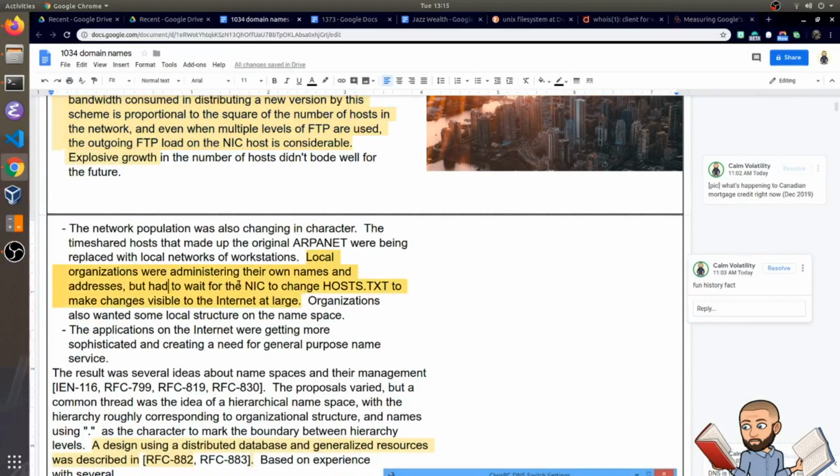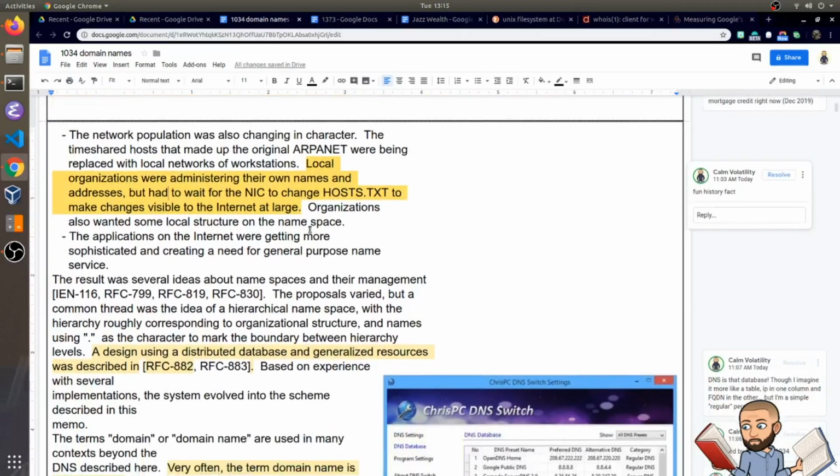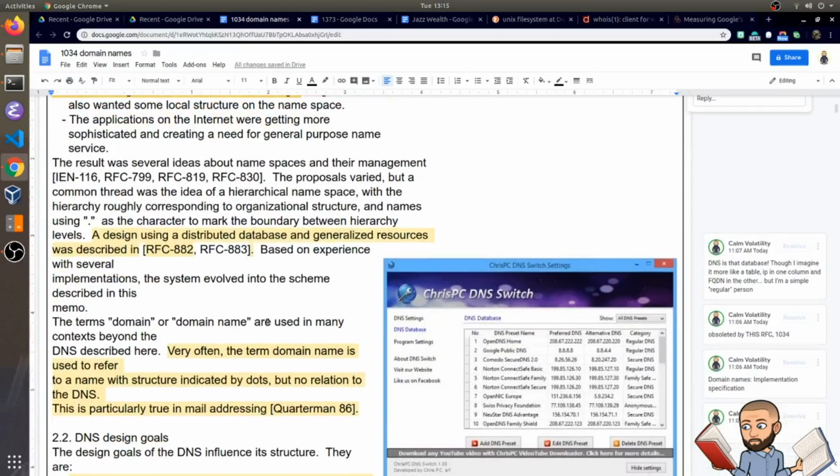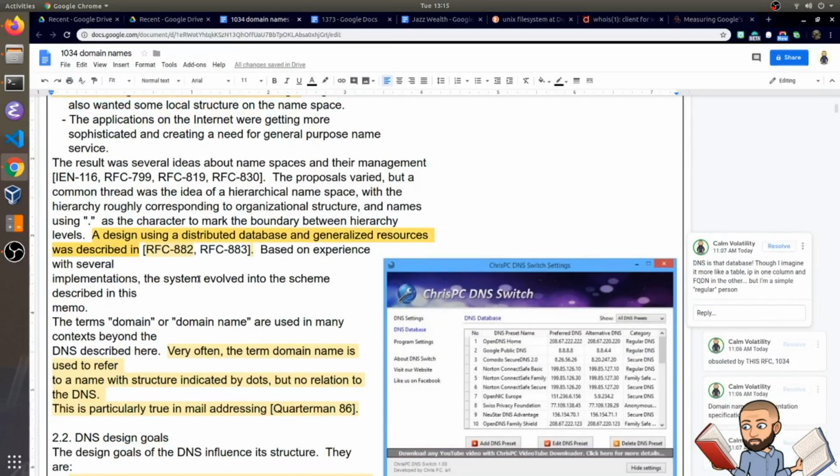Now here's a fun history fact for you. Local organizations were administering their own names and addresses, but had to wait for the NIC, or Network Information Center, to change host.txt, to make changes visible to the internet at large. Waiting for these people to update the file must have been painful. So they came up with this design using a distributed database and generalized resources.